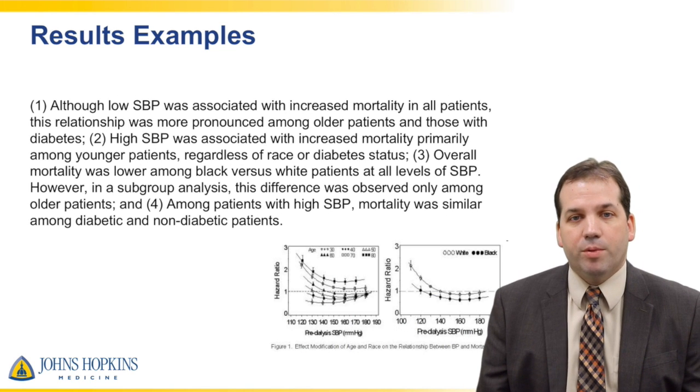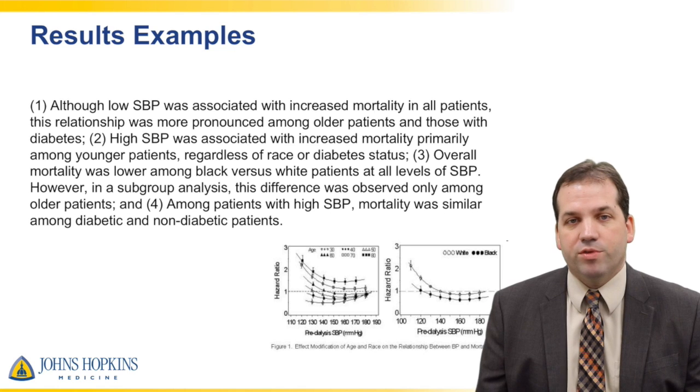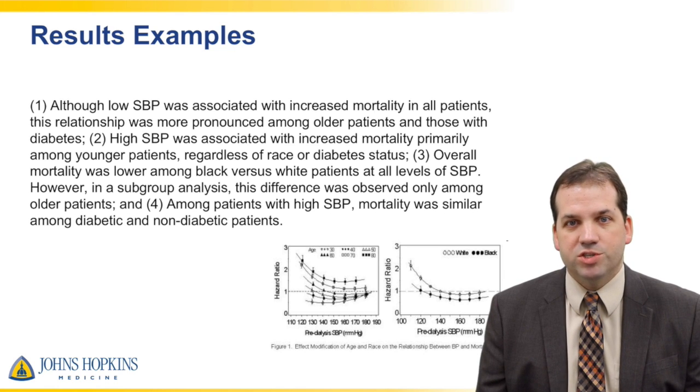The next study I'm going to show, I'll read through this as well. Although low systolic blood pressure, or SBP, was associated with increased mortality in all patients, the relationship was more pronounced among older patients and those with diabetes. Higher systolic blood pressure was associated with increased mortality primarily among young patients, regardless of race or diabetes status, and overall mortality was lower among black versus white patients at all levels of SBP.